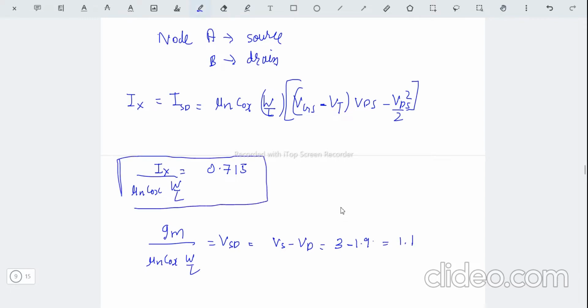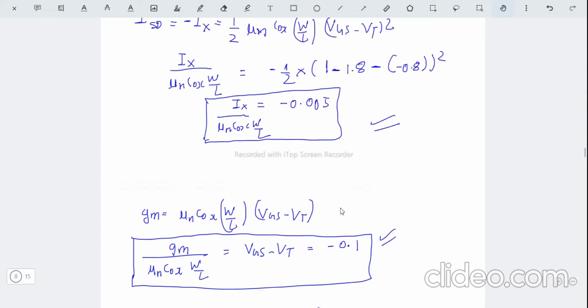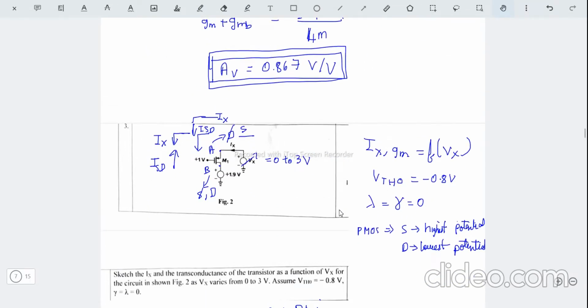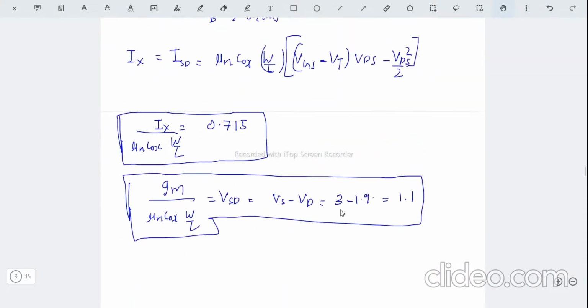Since current is also positive, the transconductance would be also positive too. The main reason being, whatever the MOSFET current, that is source to drain current, is in the same direction as that of Ix. That's the reason both the current and the transconductance are positive.